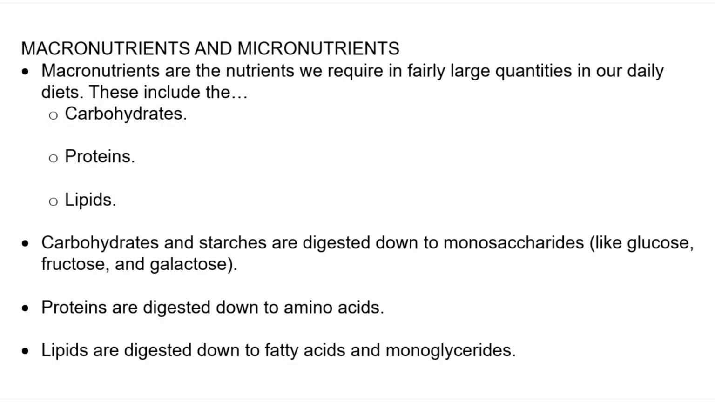The carbohydrates and starches are digested down to subunits called monosaccharides, which includes simple sugars such as glucose, fructose, and galactose. The proteins are digested down to their subunits called amino acids, while the lipids are digested to fatty acids and monoglycerides. From these basic building blocks, the body can create its own carbohydrates, proteins, and lipids, and these also yield calories when they are metabolized by our body.